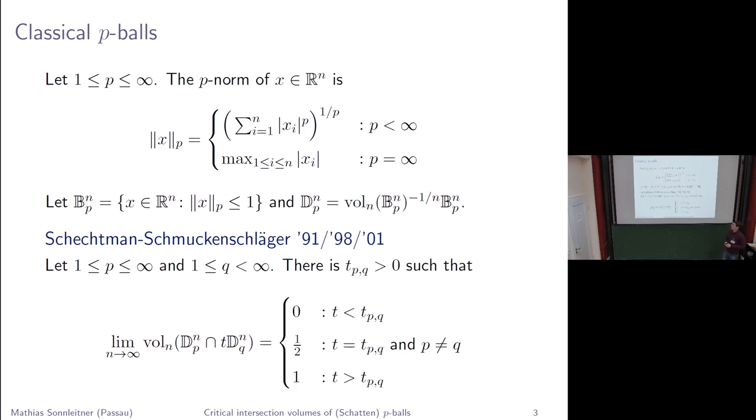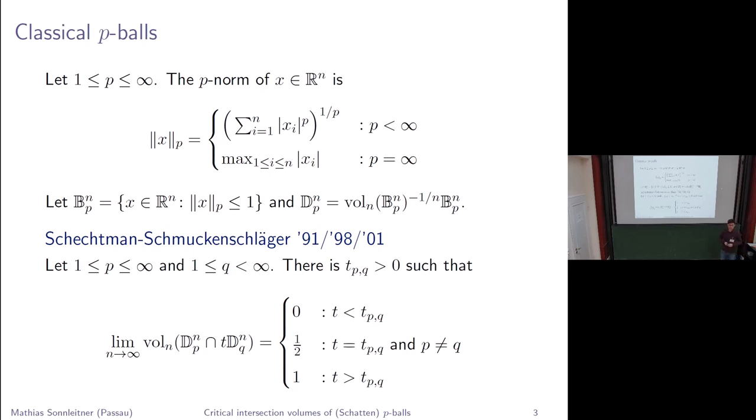Now we are interested in the intersection of such an LP ball with an LQ ball, for some P different from Q. In fact, there is a result by Schechtman and Schmuckenschläger in 1991, with extensions by Schmuckenschläger in 1998 and 2001, which says that the limiting volume of this intersection is zero if t is too small. If we intersect with a very small body, then we get volume zero in the limit. It is one, so we get the whole volume of our original ball, if t is large enough, and there is a critical threshold where this behavior changes, the critical value tpq, and at this threshold the limiting volume is 1/2. This works for p not equal to q, because for p equals q, this is the uninteresting case.